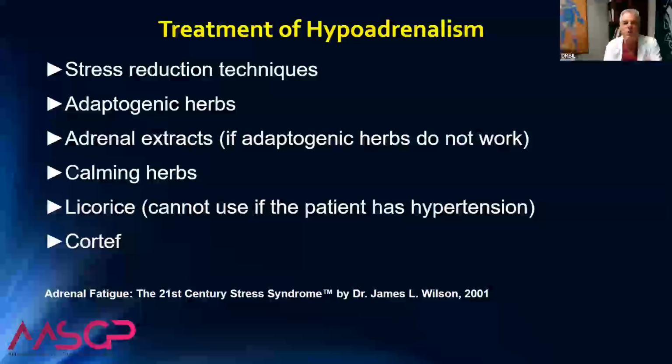If the adrenals are running low, again, stress reduction techniques, the adaptogenic herbs. Remember, adaptogenic means when your energies are low, the herbs will help bring the energies up. If the energies are high, it's going to bring them down. If those don't work, usually after about 6 months, we'll go with adrenal extracts and some calming herbs. We use some licorice also. That's not the stuff you get in the movies. You stay away from licorice if the patient is hypertensive.